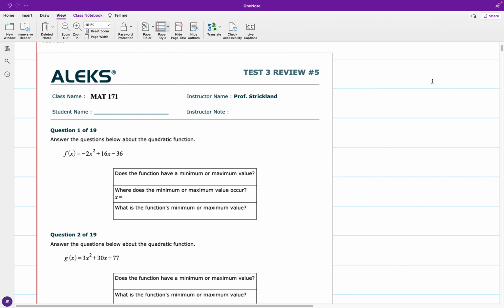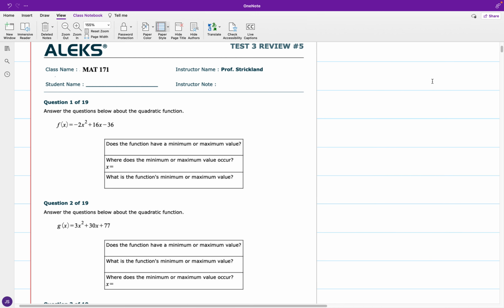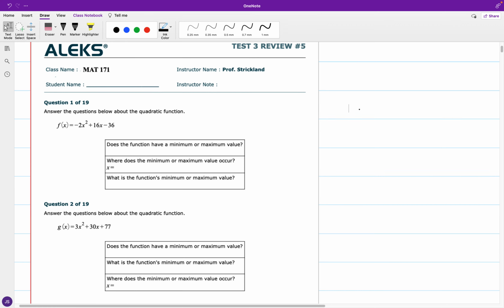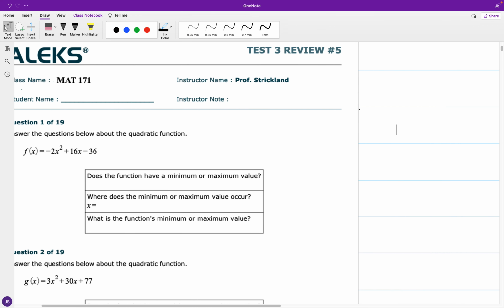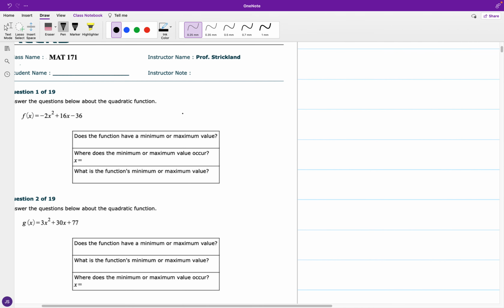Just looking into what we have with the remaining items in your ALEKS Test 3 review. Starting off, we're going back to quadratic functions. With the first item, we have a function that is quadratic and presented in standard form. Regarding the minimum and maximum values, we're looking at converting this function into vertex form.